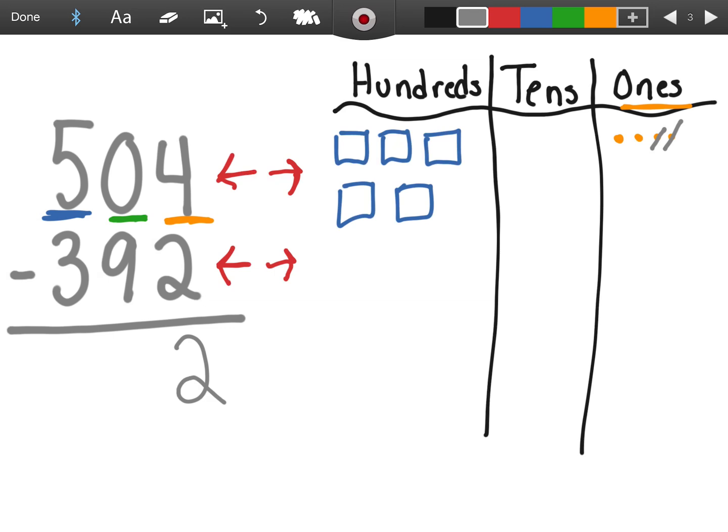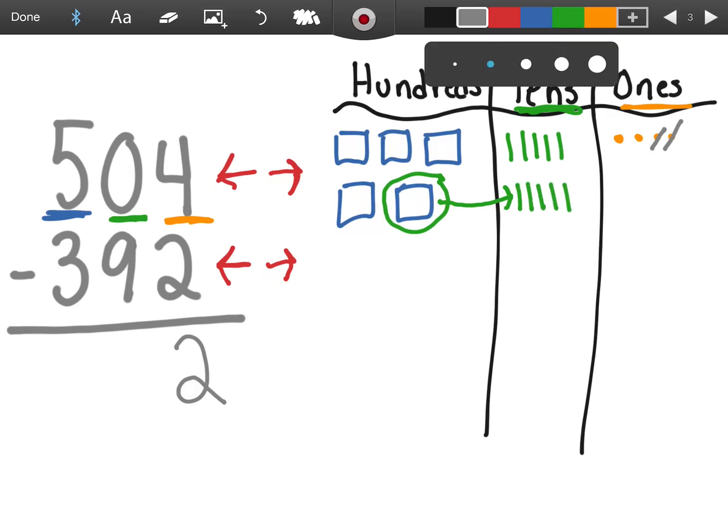Next, we're going to look in the tens place. We have 0 tens in the tens place over here, and we want to take away 9. But we can't do that if we don't have any tens to take away. So, today we're going to be calling up the hundreds and asking to borrow tens, and we are going to bring them over into the tens place. So I'm going to go ahead and draw that in. 1, 2, 3, 4, 5, 6, 7, 8, 9, 10.